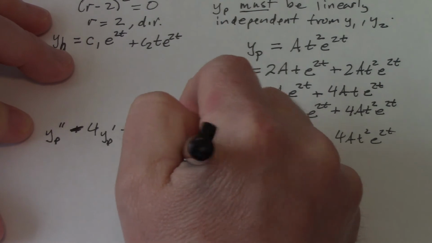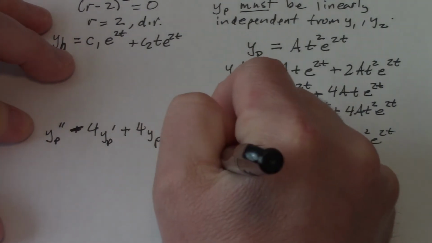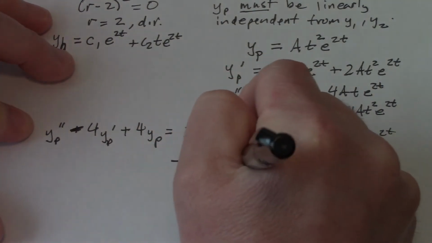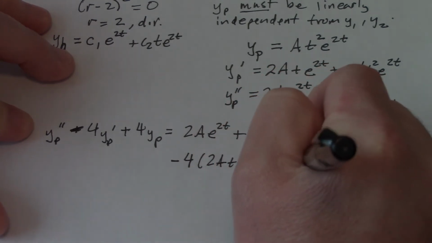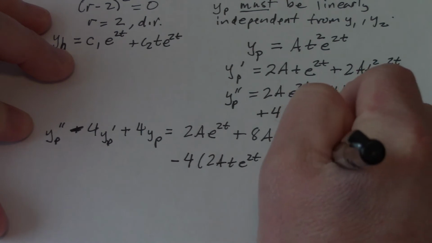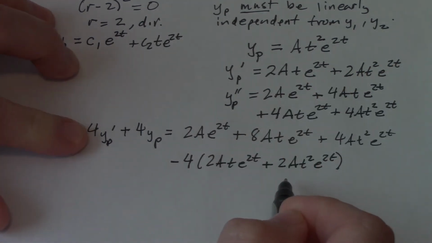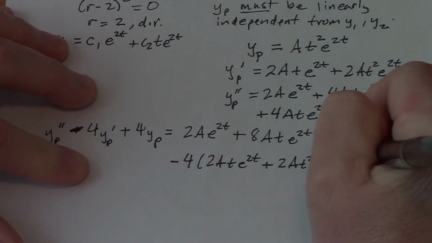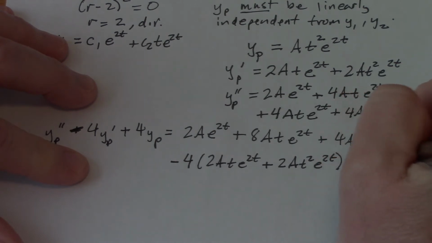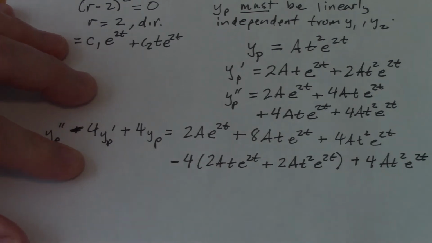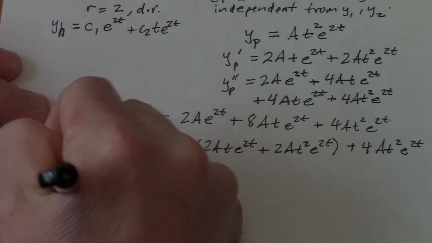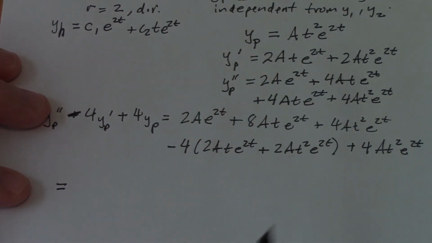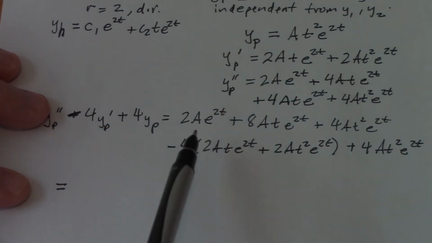So that's minus 4 times 2a t e to the 2t plus 2a t squared e to the 2t. So that's minus 4 yp prime. And then plus 4a t squared e to the 2t. And that's my 4 yp. Okay, so let's just simplify that. So that's all supposed to equal 12 e to the 2t.